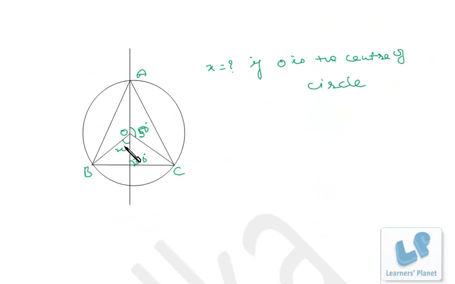Now let's see this problem. Here we have to find out the value of x. Angle AOC is given as 50 degrees. Suppose this is D. Angle ODC is given as 30 degrees.